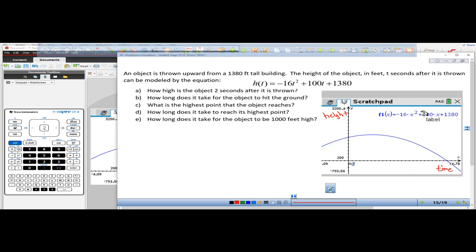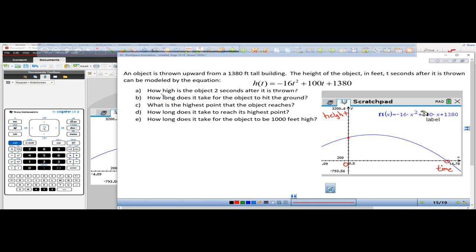So when the time is 0, the object has not been thrown yet. This is where the object is when the time is 0. What happens is they throw the object, time passes by, the object goes up a little bit, and then it starts to go down, and at this point here is when it hits the ground. So let's start answering the questions.